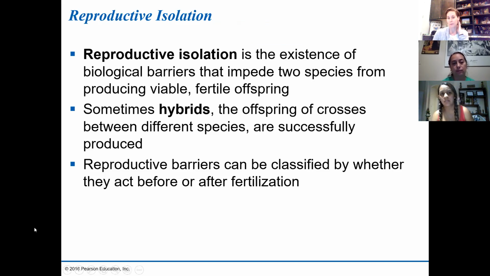Reproductive isolation is when there's a biological barrier that impedes two species from producing viable, fertile offspring. Sometimes you can get hybrids, like a horse and donkey making a mule. But those hybrids generally die off very quickly, or they are unable to reproduce themselves.